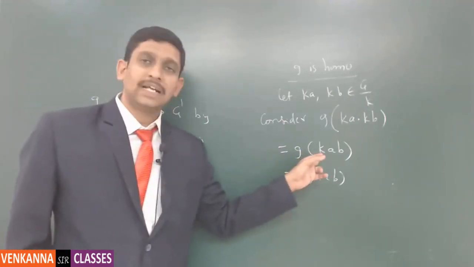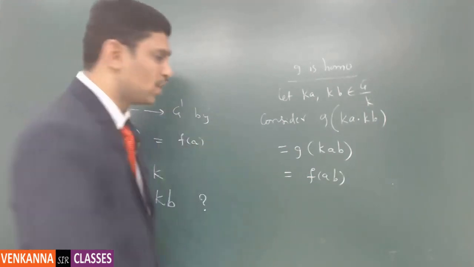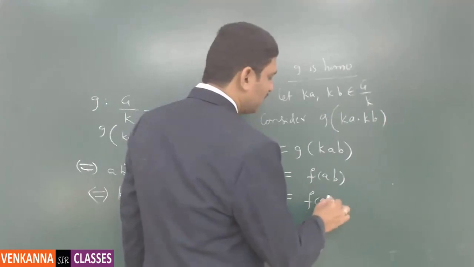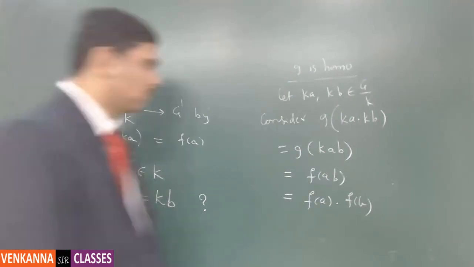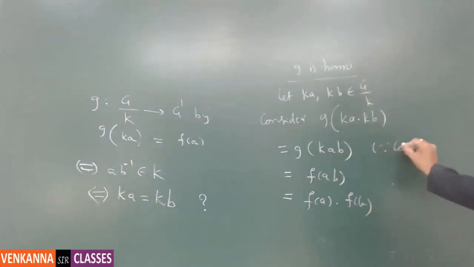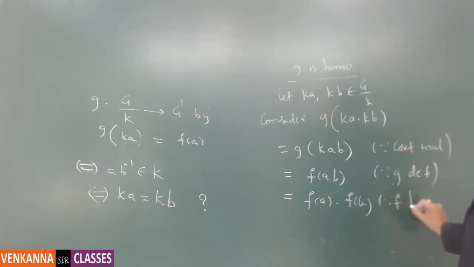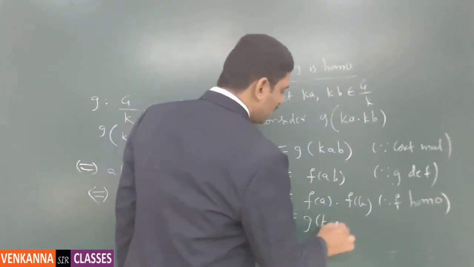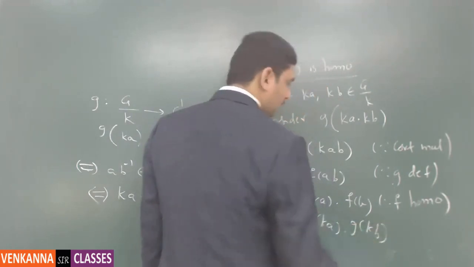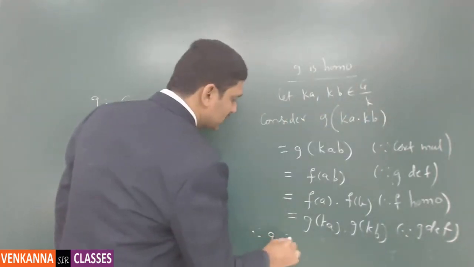So this is the set K. This is the element ab. For this I am applying f. Since f is a homomorphism, you can write it as f of a dot f of b. If you have a doubt, this is coset multiplication. Since g definition, since f is homomorphism, again you can write it as g of Ka dot g of Kb. Since g definition, therefore g is a homomorphism.